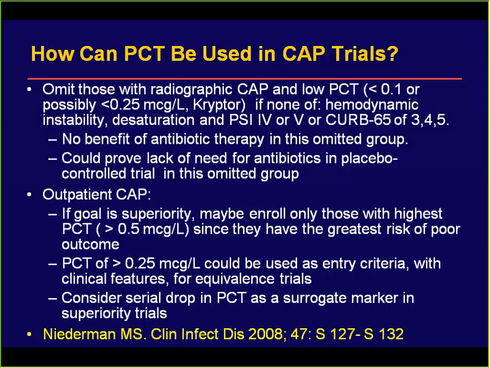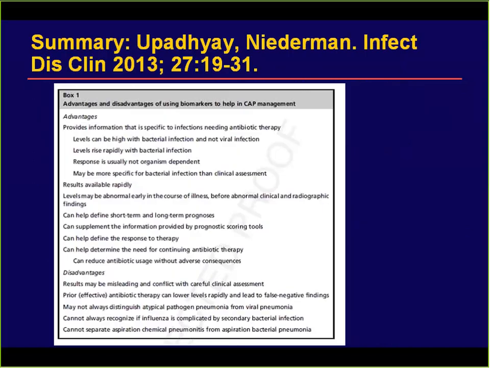And although I still think those were reasonable recommendations, as I told you in the beginning, the FDA decided not to incorporate any of that in their trial design recommendations. So to summarize, and this is taken again from our review article a couple of years ago, there are advantages and disadvantages to using biomarkers to manage infection. The advantages are that they provide information that's specific to infection and the need for antibiotic therapy.